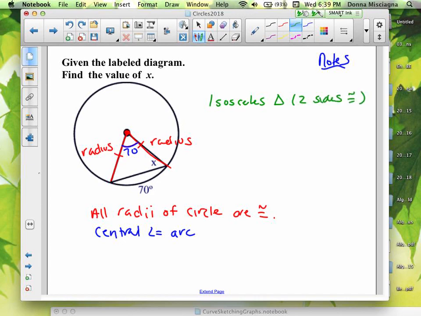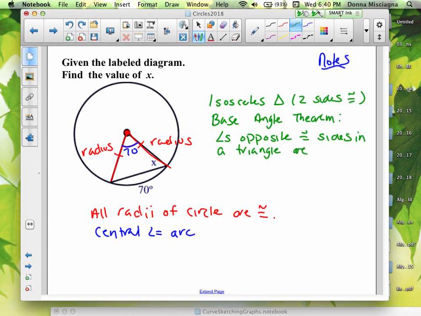And I also remember we learned something called the base angle theorem. And the base angle theorem said that angles opposite congruent sides in a triangle are congruent. Right? So now I think we know how to set this one up, because if this is x, this one's x, because those angles are opposite those congruent sides. So you see, everything you learn in geometry comes around again, and we build on it and build on it, right? And you learn more and more.